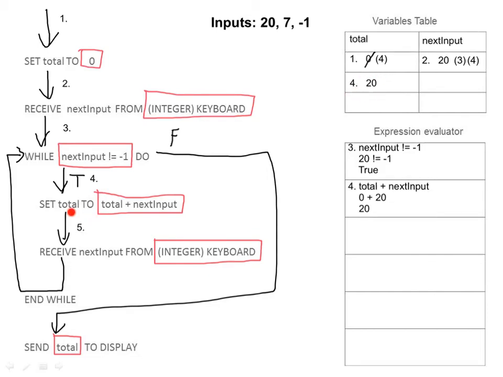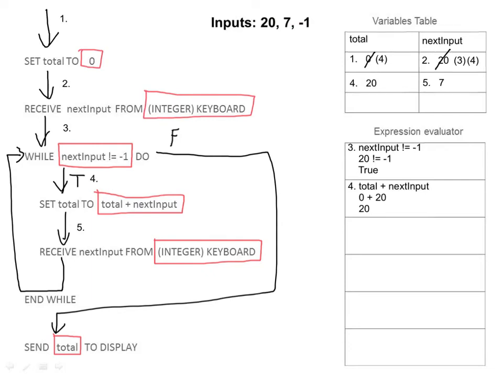So we're now at step 5, so we continue on down. We come to another expression. In this case we're getting something in from the keyboard. What do we type in? Well, we've already typed in the 20, so the next thing to type in is the 7. So we're going to enter 7 at the keyboard and store that into next input. In other words, it used to be 20 in next input, but we're scoring that out and we're going to replace it with the number 7.